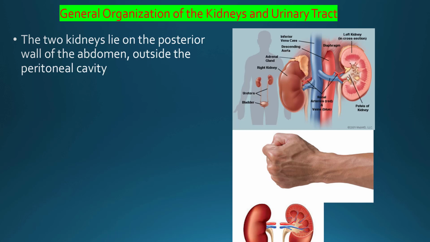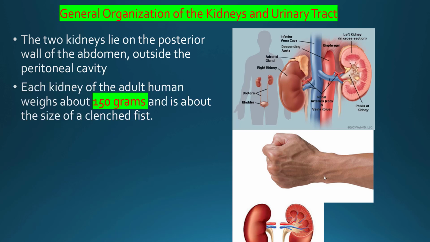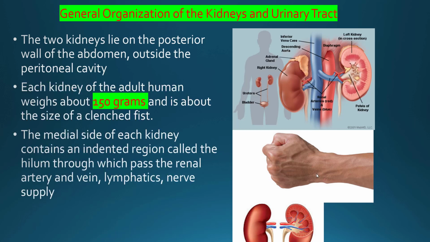The two kidneys lie on the posterior wall of the abdomen, outside the peritoneal cavity in the flanks. Each kidney of the adult human weighs about 150 grams and is about the size of a clenched fist. If you measure the kidney, it is about the size of a clenched fist.